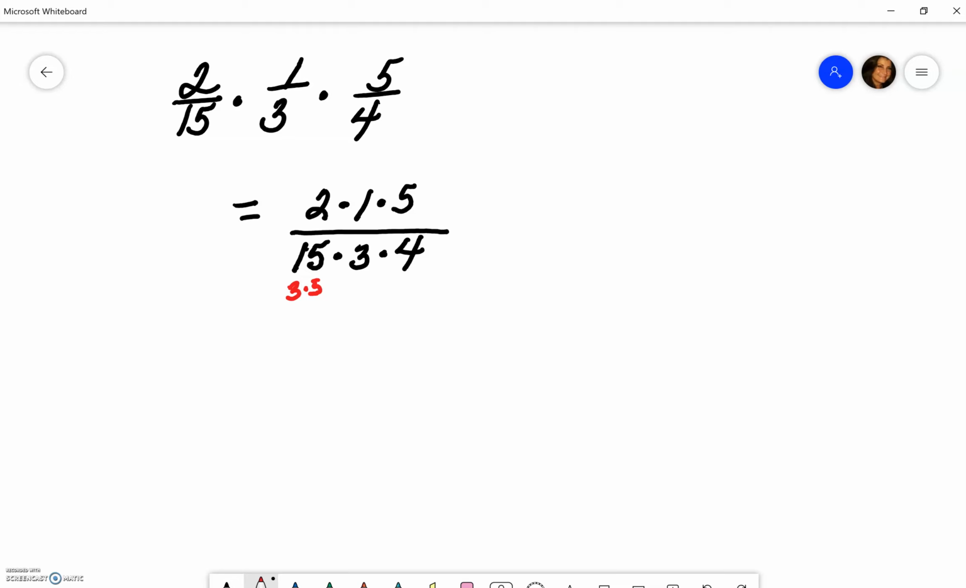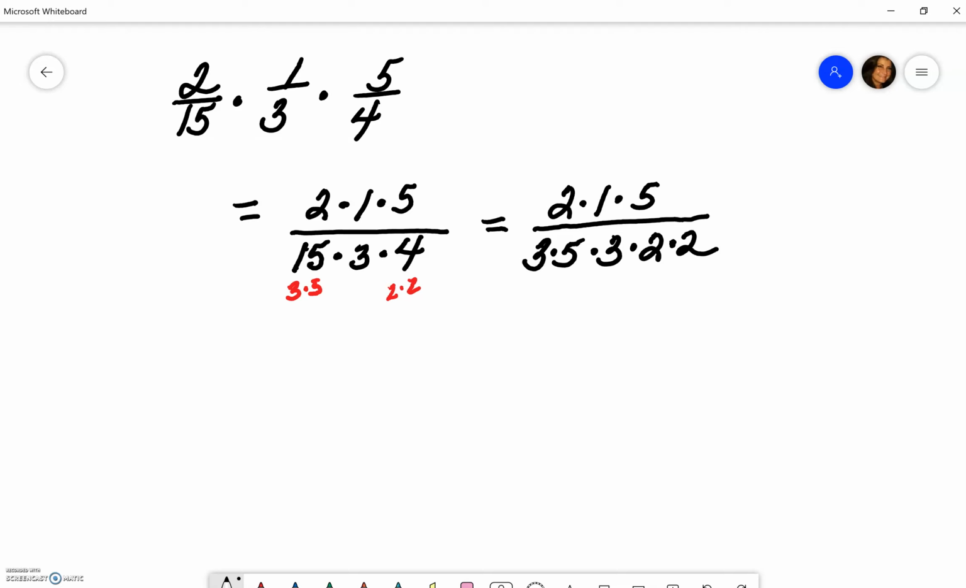And then if you look on the top, we have a 2, and I know the 4 can, 2 times 2, we can get those 2s to cross out. So let's just rewrite that. So we're going to rewrite as 2 times 1 times 5, nothing going on at the top. But on the bottom, the 15, I'm going to rewrite it as 3 times 5. Now times 3, don't forget your 3, times, and the 4, I'm going to rewrite it as 2 times 2. I'm not changing the value, just the appearance.